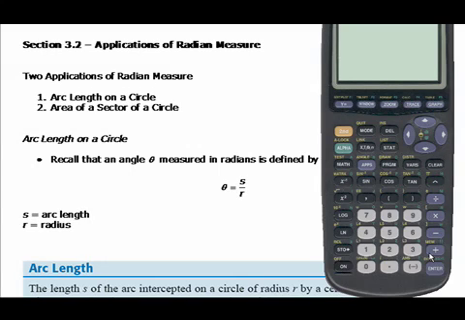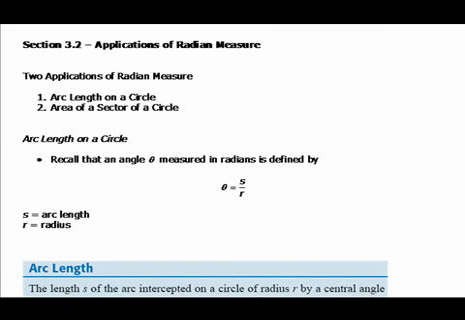So last time we defined what radian measure was, and I'm going to show you two applications that use radian measure. One is called finding the arc length on a circle, and the other one is called finding the area of a sector of a circle. If you've already had high school geometry, you've probably learned those two things as well, but you probably used angles measured in degrees and not in radians. So we're just going to modify those two formulas that you've probably seen already to handle angle measure in radians rather than degrees.